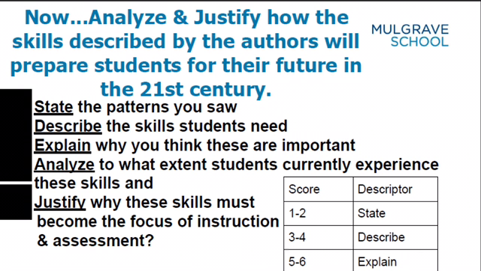So if I could have some of you state the patterns you saw, that would be great. Some of you might be able to describe the skills students need. Some of you might be able to explain why you think these are important. Some of you might be able to analyze to what extent students currently experience these skills. And finally, justify why these skills might become the focus of instruction and assessment. And you can see on the right-hand side, the levels 1, 2, 3, 4, 5, 6, 7, 8 also align with those terms of state, describe, explain, analyze, and justify, allowing students to see their progression in their learning.